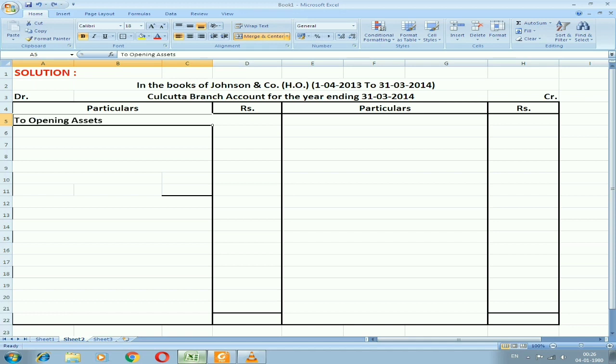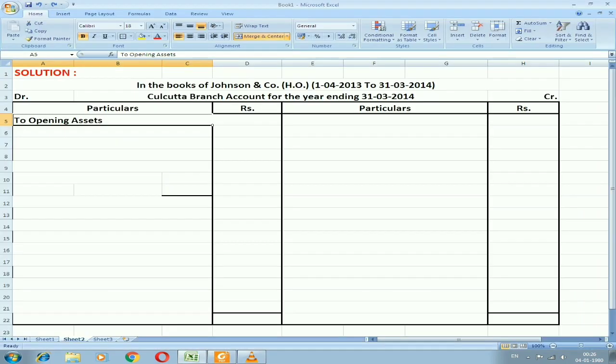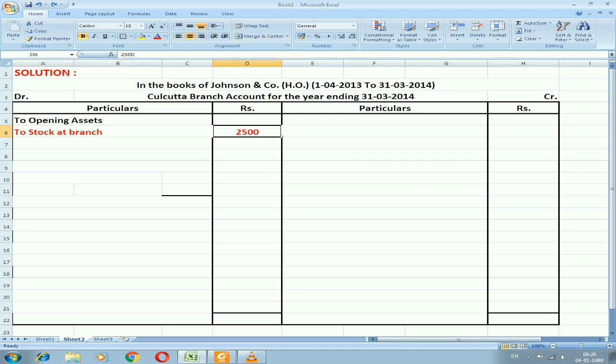So under opening assets, we need to see what kind of assets will be opened on 1st April 2013. As you can see in the illustration, the first one is stock on 1st April 2013 for the amount of rupees 2500. So, to stock at branch, amount is 2500. I'm going to enter that.